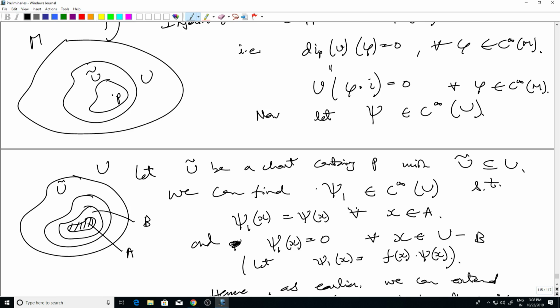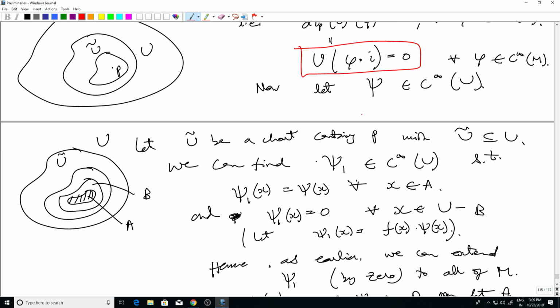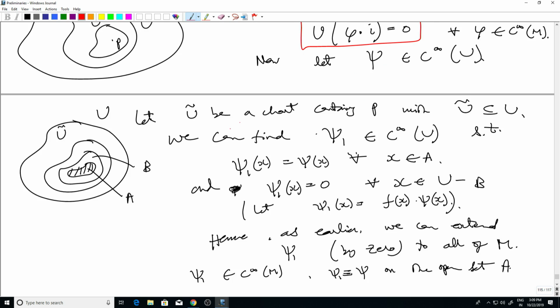But what we have here is not quite that. We have that V of the restriction of a C infinity function on M to U is 0. So when I start with a function in C infinity M and restrict it to U and then act by V, I should get 0. But what I want is to start with an arbitrary C infinity function in U, and I would like to claim that V of C is 0. So to do this, we'll use this small lemma that we have proved earlier.